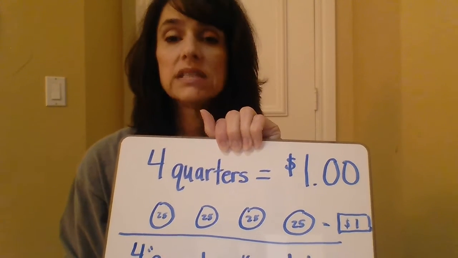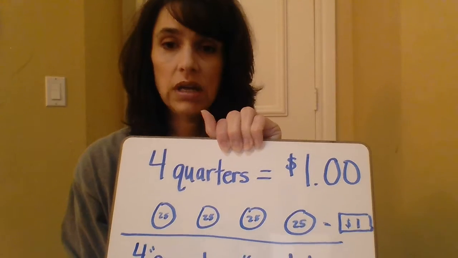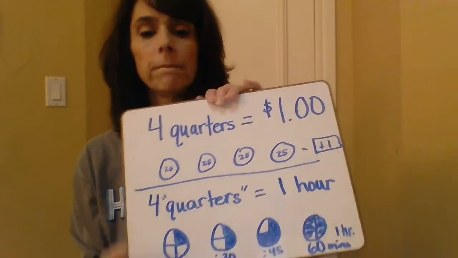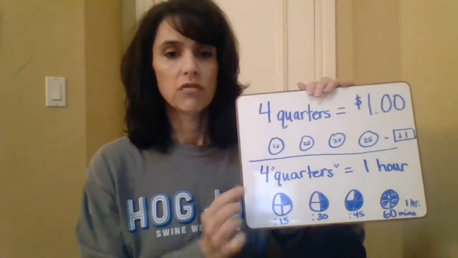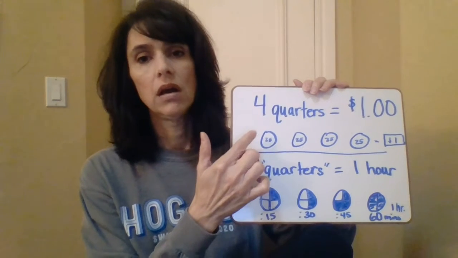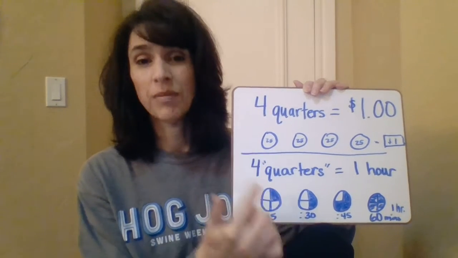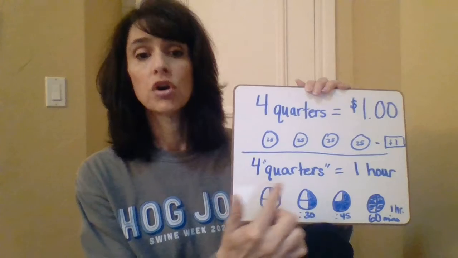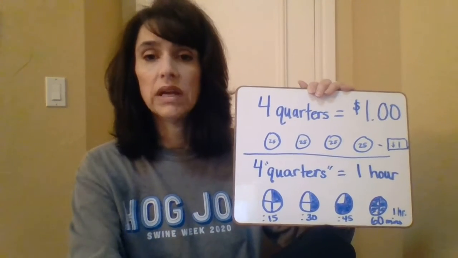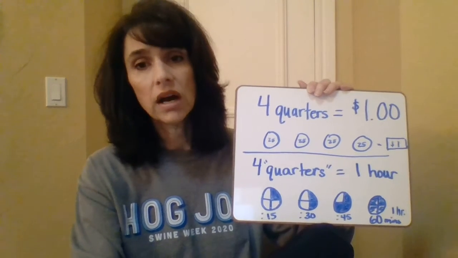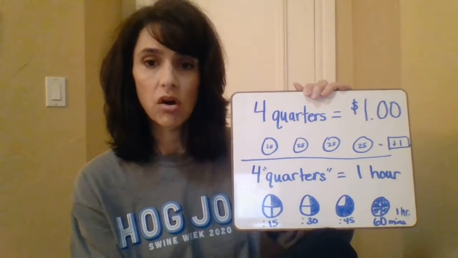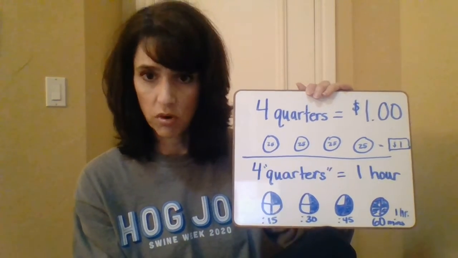Okay? The same idea is used in time. 4 quarters, and I put quotation marks because we're not talking about the coins anymore. We're talking about sections, okay? 4 sections equal 1 hour. When we get more into fractions, we'll talk about that when you divide something into 4 parts, it's called quarters, or 1/4 of the time.